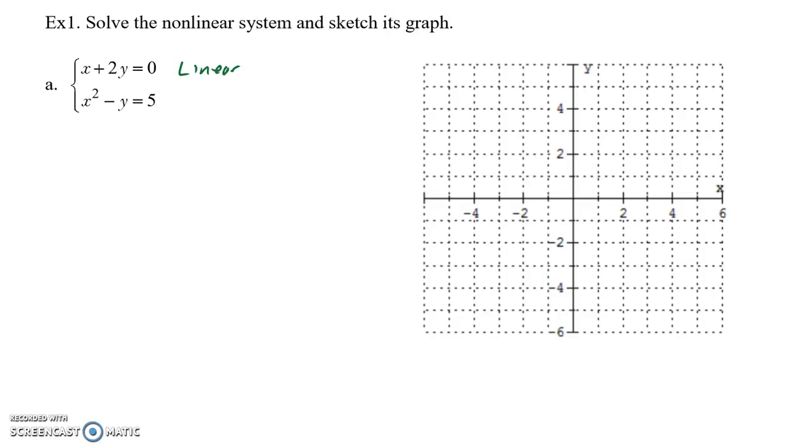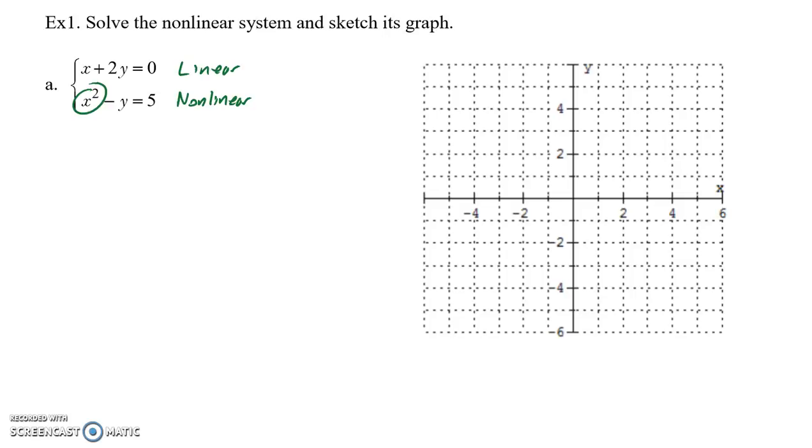The second equation, however, is nonlinear. And that's due to the presence of this x squared term. So because one of the two equations is nonlinear, the system, as a whole, is classified as a nonlinear system. Let's actually begin with the graph of the system. We're going to graph each equation in turn.